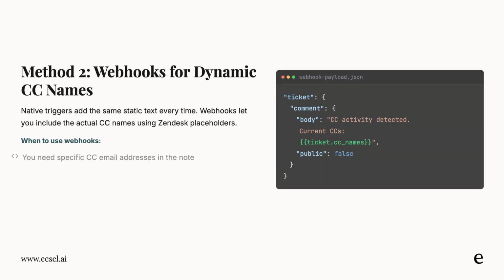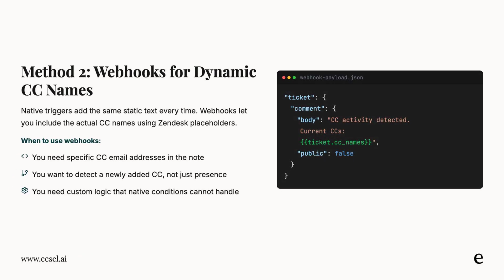Native triggers can only add static, pre-written text. If you need the actual CC email addresses in the note, you need a webhook. Create one in Admin Center under Apps and Integrations, point it at the Zendesk Tickets API endpoint, and use the ticket.cc_names placeholder in your JSON payload. That placeholder inserts real names instead of a generic message.